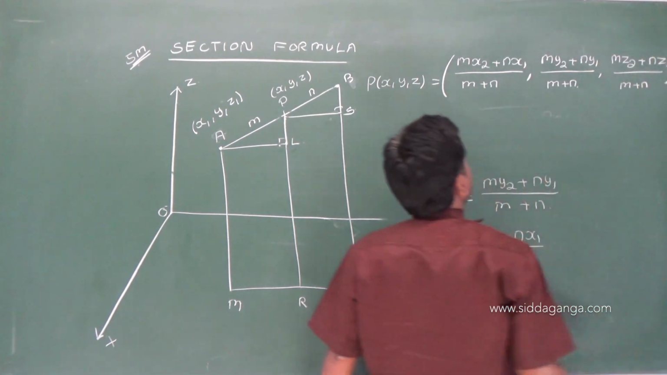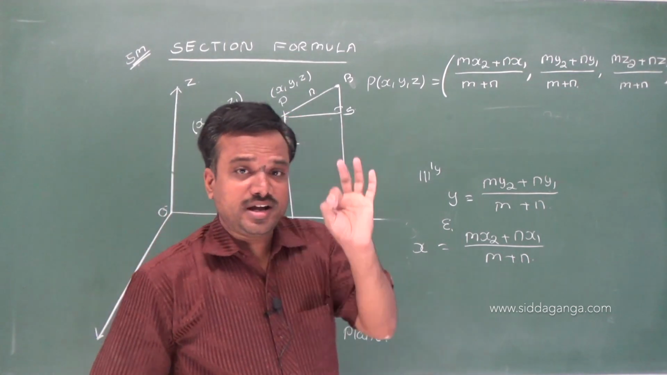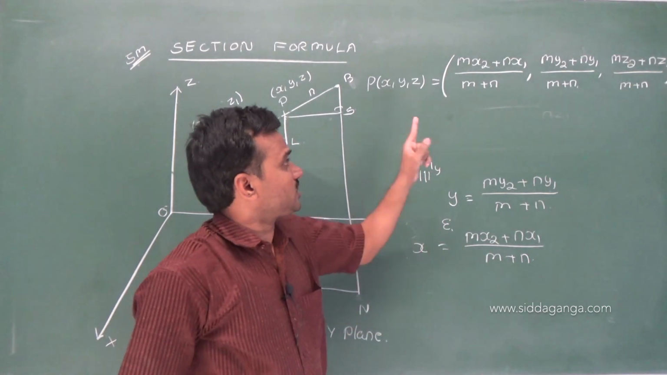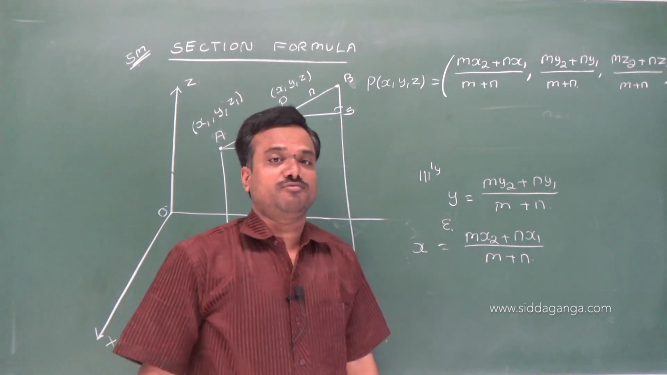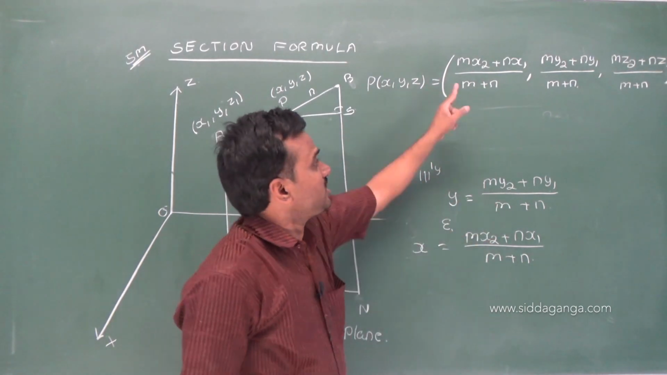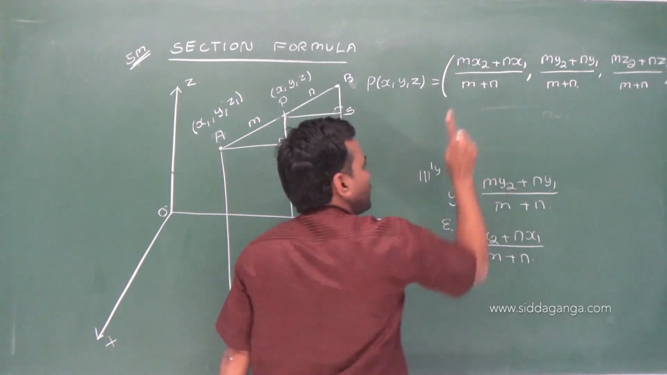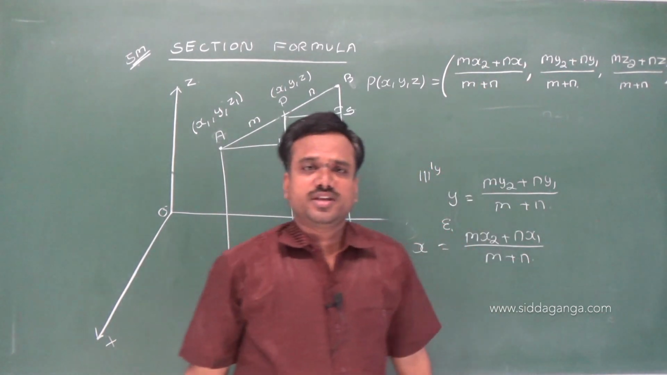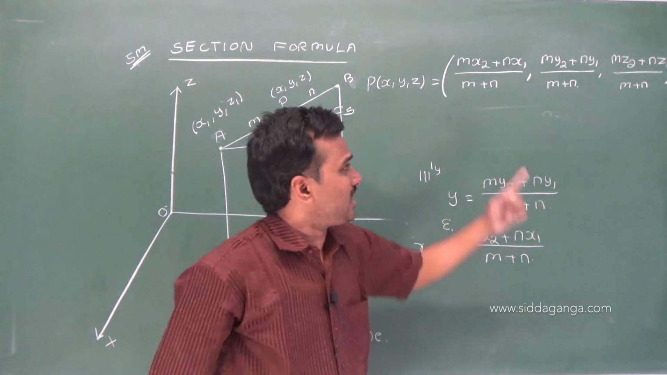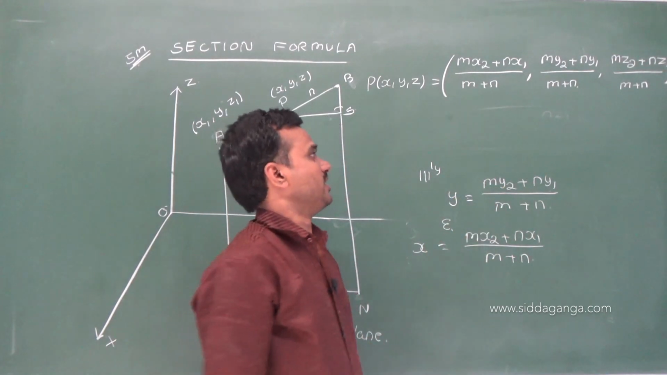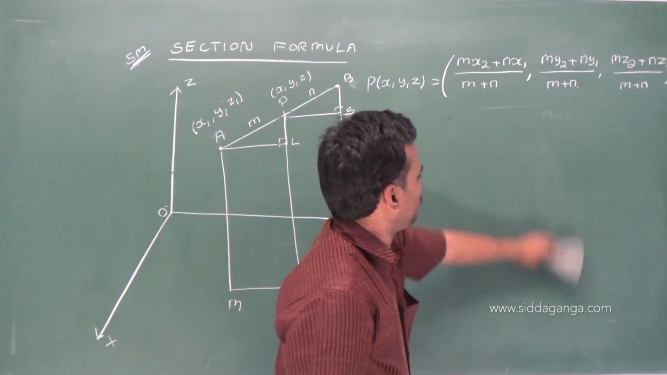This is the section formula. This is the section formula for what? Internal division. Section formula for internal division in the ratio m is to n is given by x coordinate is mx2 plus nx1 divided by m plus n. Y coordinate is my2 plus ny1 divided by m plus n, and z coordinate is mz2 plus nz1 divided by m plus n. This is a very important derivation.